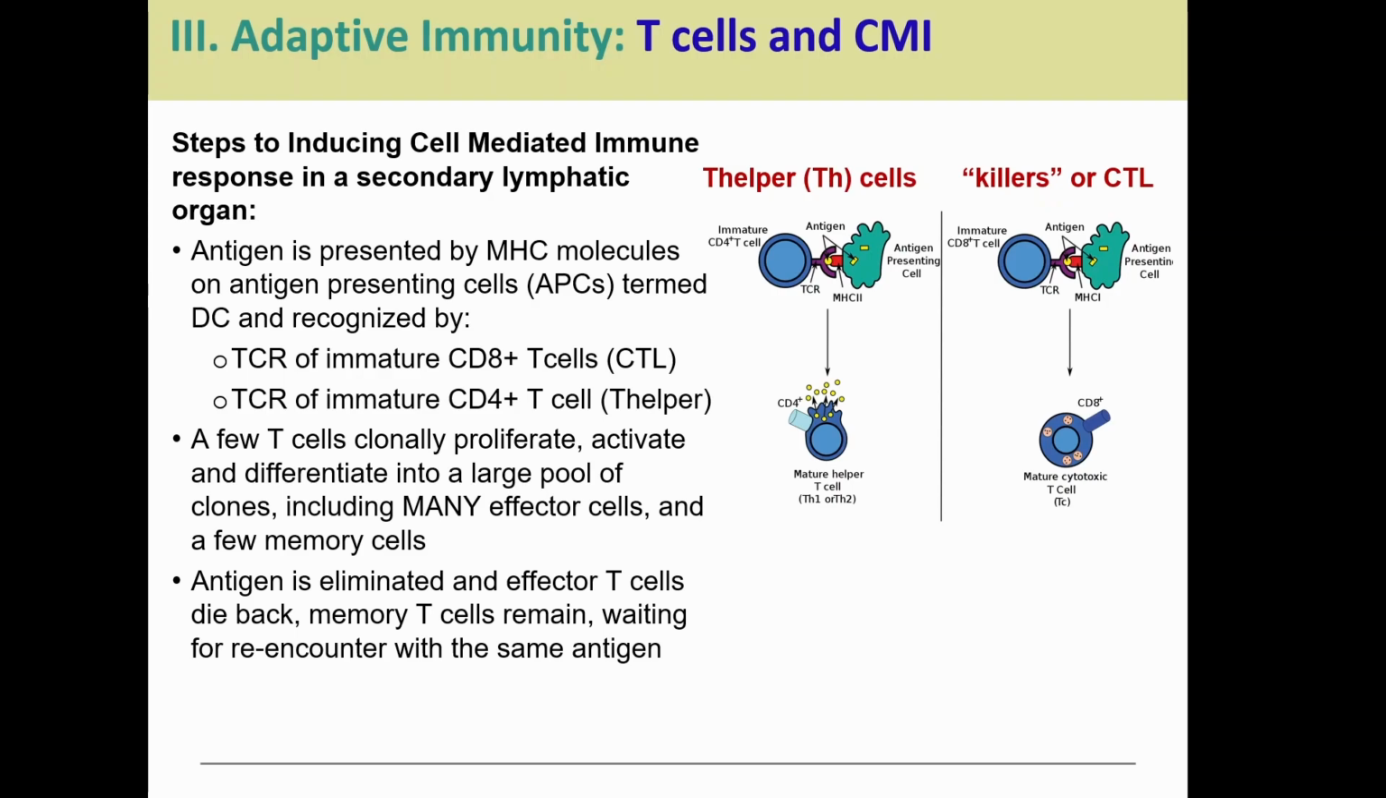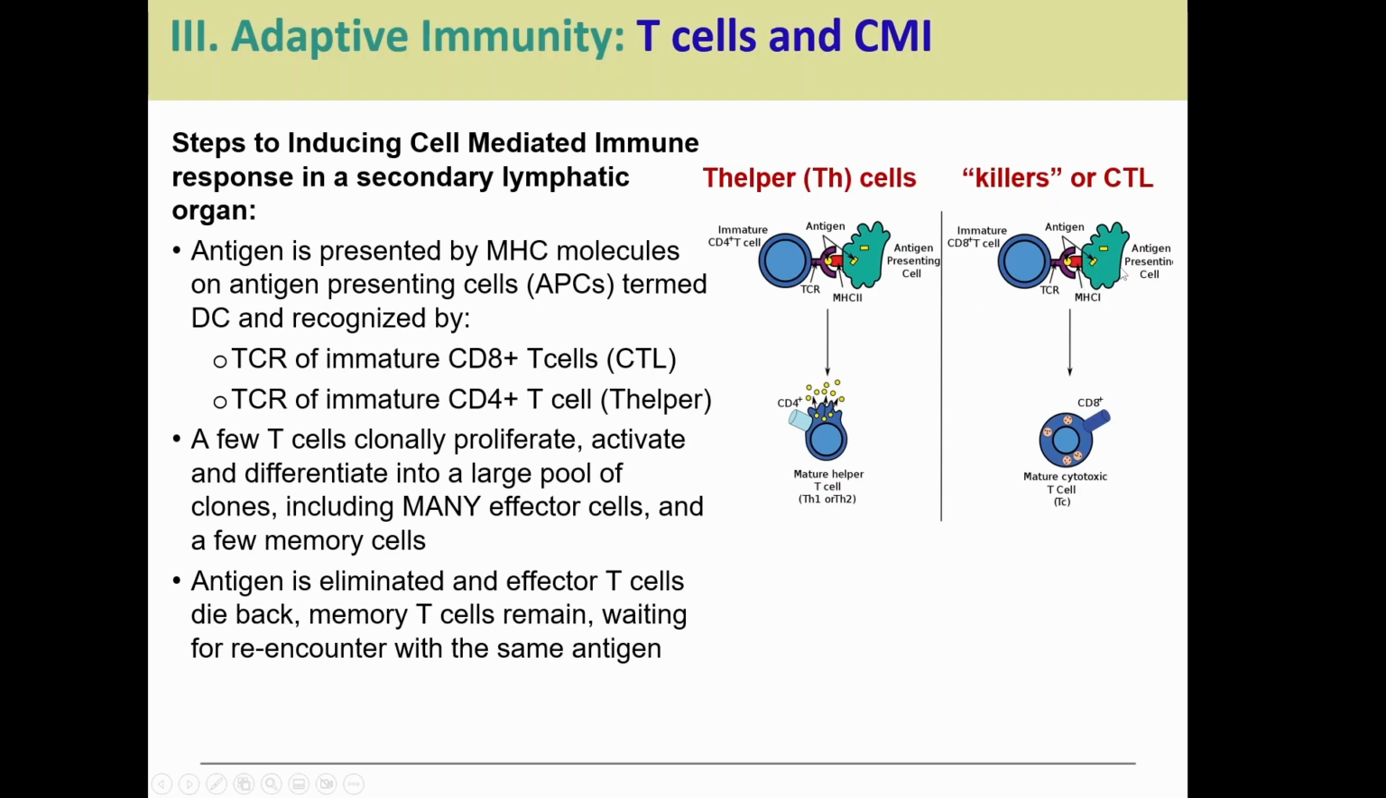So we look over here, what's going on in the picture. Here's our immature CD4 cell. Here's our antigen presenting cell. We have this major histocompatibility complex 2. It has the antigen on it, and it's presenting it to the CD4 cell. It binds to the receptor, and now we have a mature helper T cell, which can then release cytokines to help moderate immune responses.